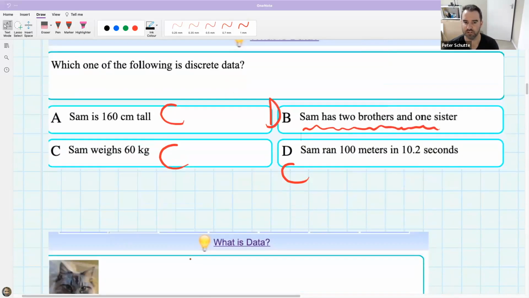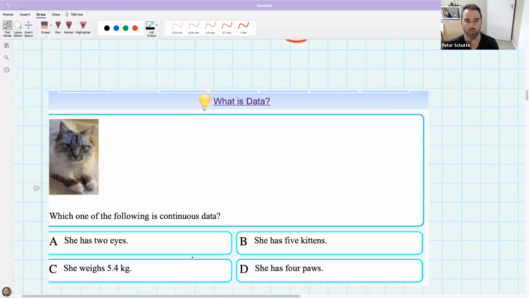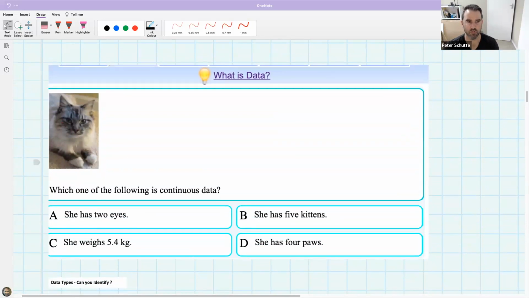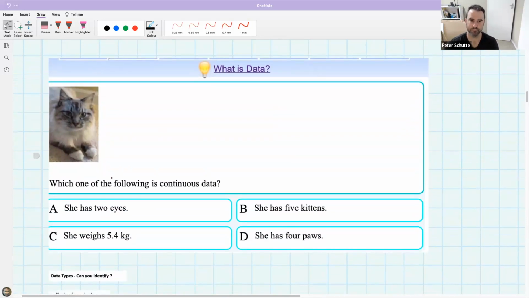Okay, let's do another question. Which of the following is continuous data?